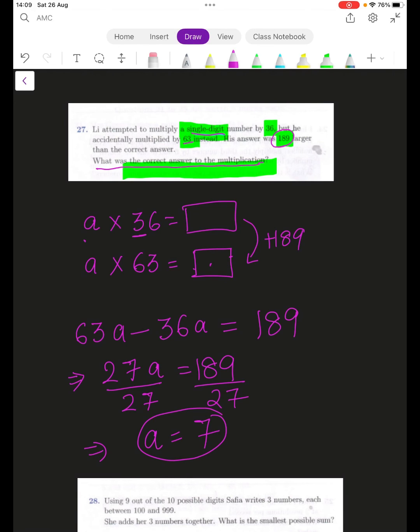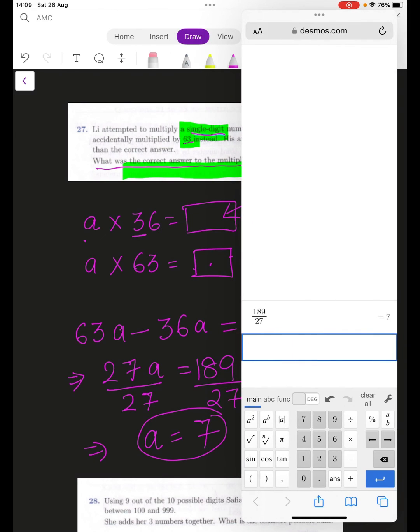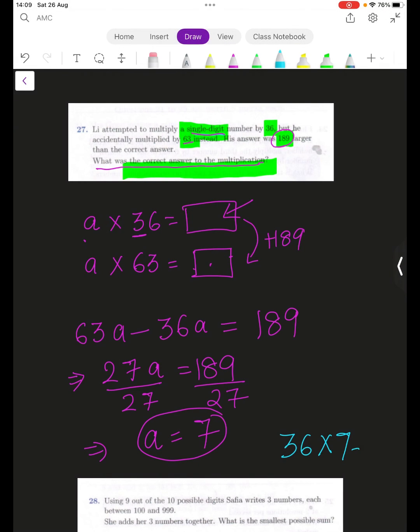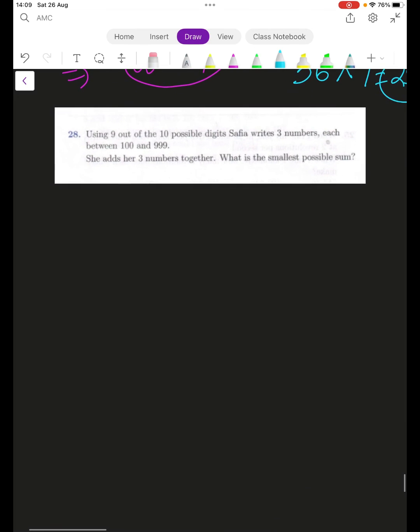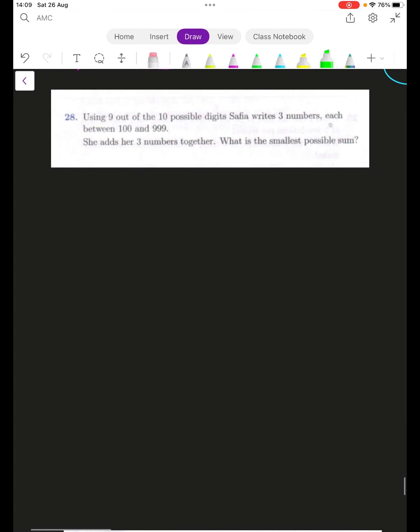But remember, they are not asking this question. The question is, what was the correct answer to the multiplication? So they are still asking the answer that was supposed to be here. So they are still looking for 36 times 7. Again, you can use your calculator. 36 times 7, that is 252. This is the answer to this question, 252. All right, this is question number 27. Let's move on.